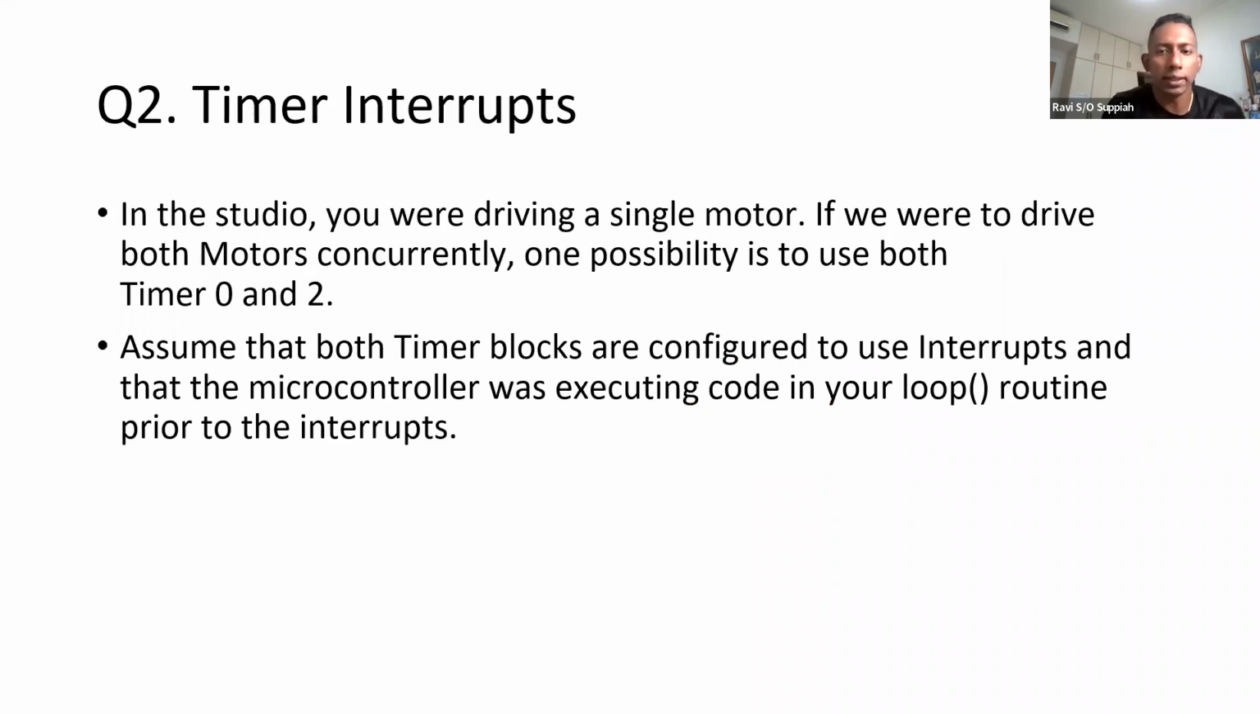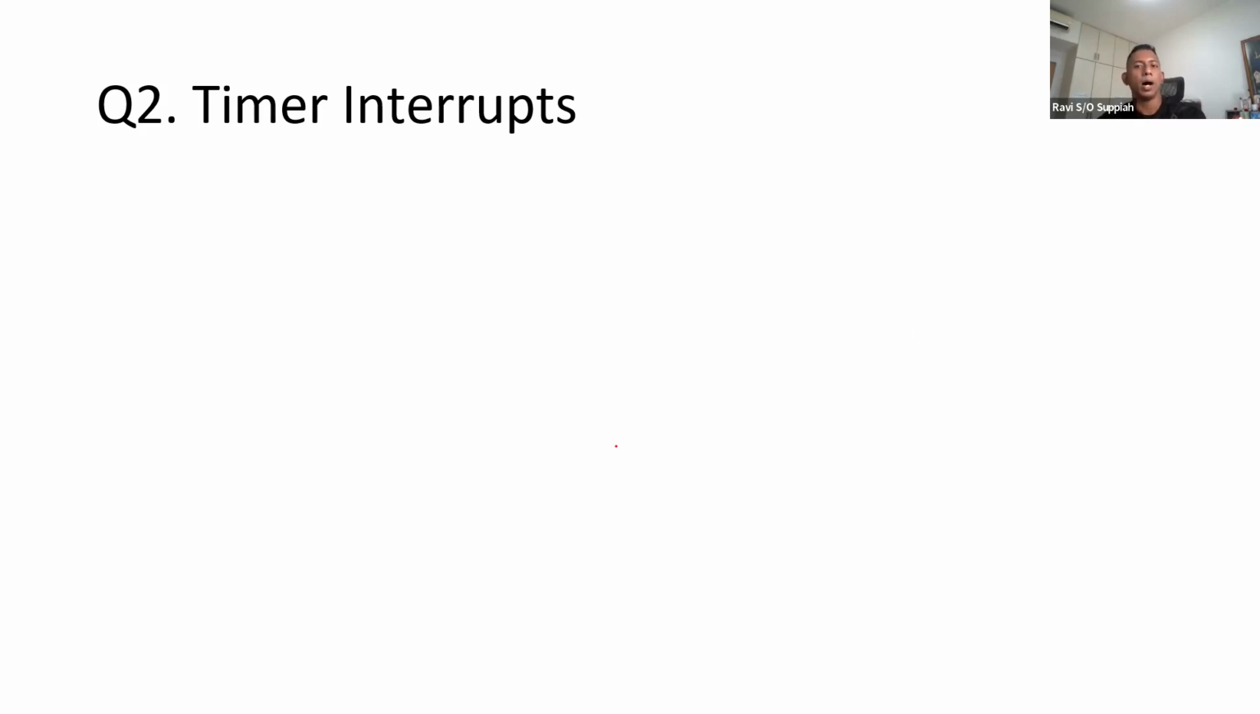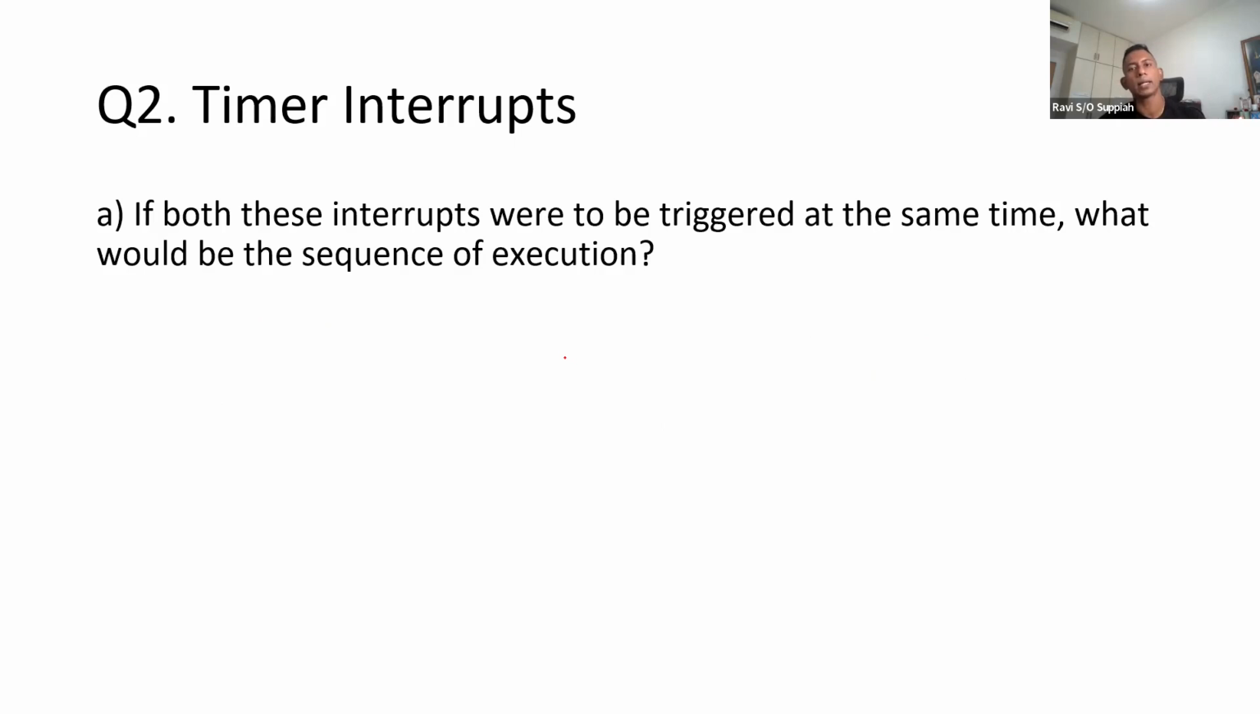Now let's talk about the interrupts, how interrupts are managed. In the studio, you were driving a single motor. Now let's assume we are going to drive both the motors concurrently, using both timer 0 and timer 2, and we have already configured both of them to use interrupts. So how will it work? If both the interrupts were to be triggered at the same time, what would be the sequence of execution?